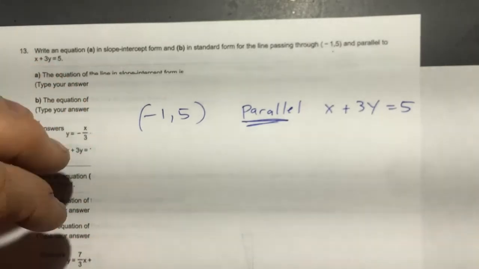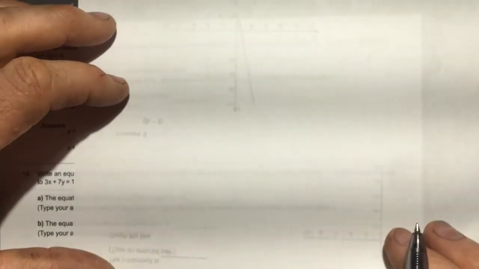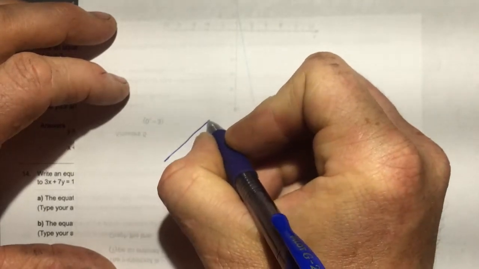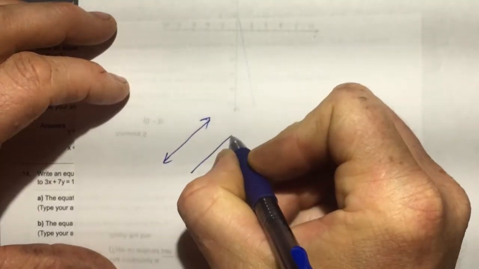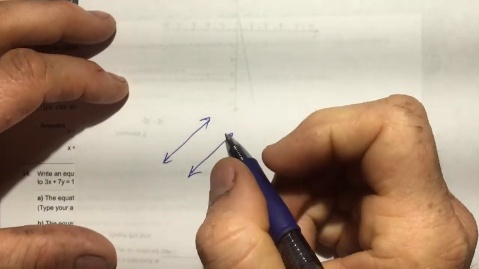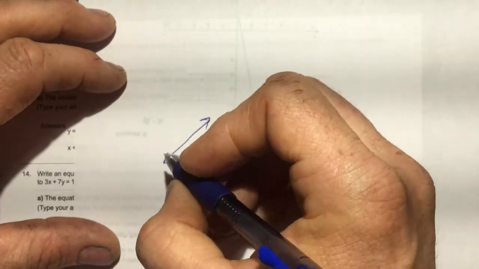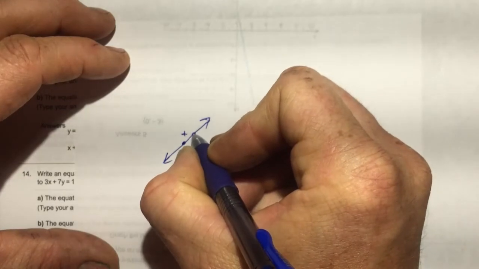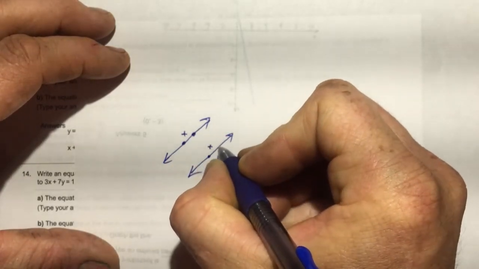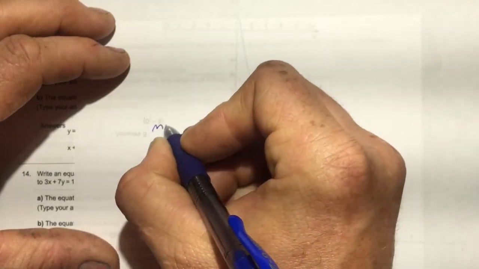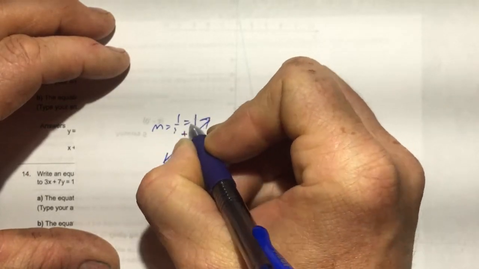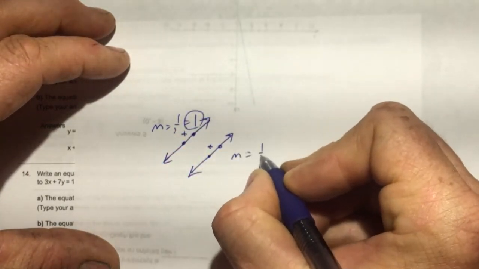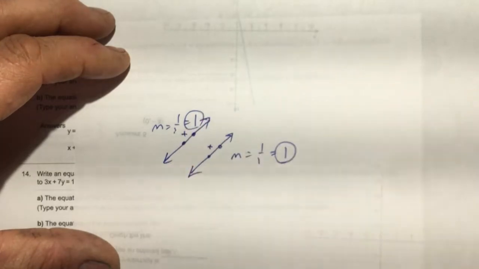All right, when you have parallel lines, let me just come down here real quick. When you have two lines that are parallel, like these two right here, what basically that means is that they have the same slope. So like this one here goes up 1 over 1. This one here goes up 1 over 1. The slope here is 1 over 1, which is 1. The slope here is 1 over 1, which is 1. They have the same slope.